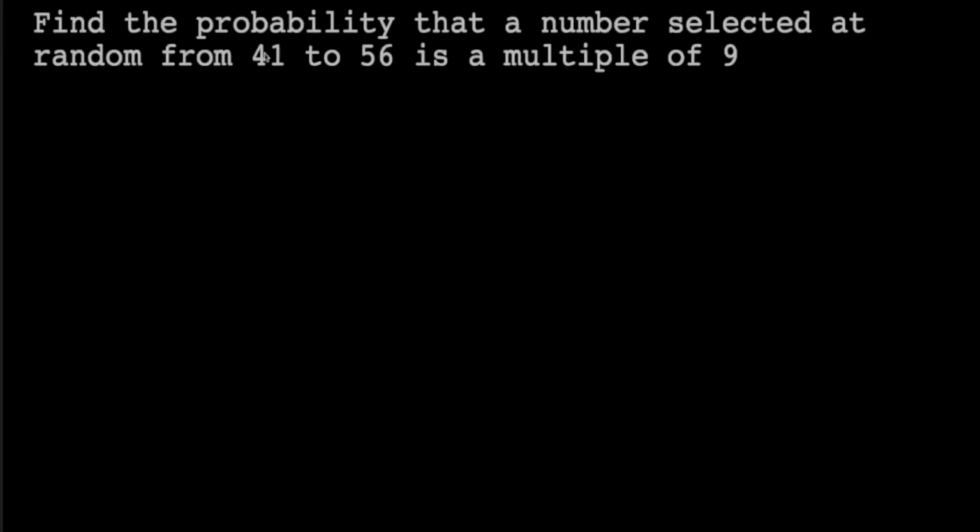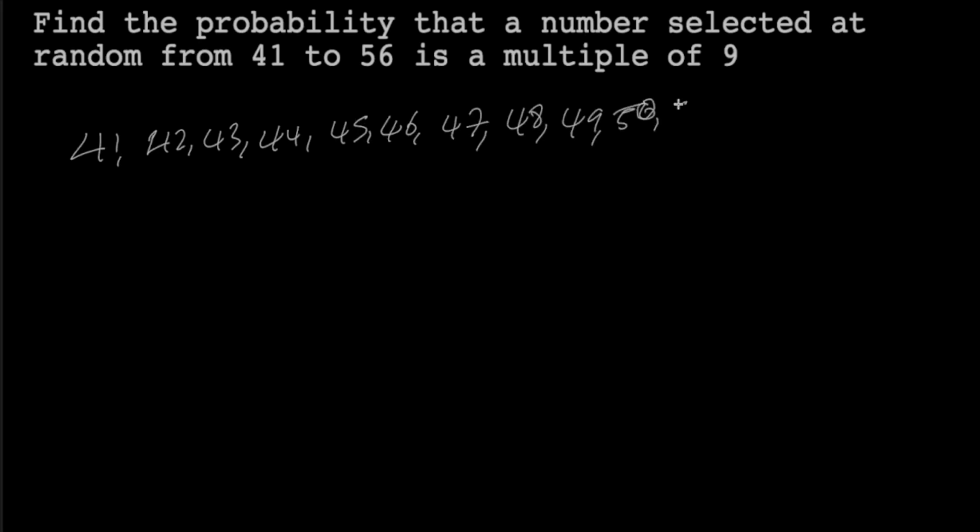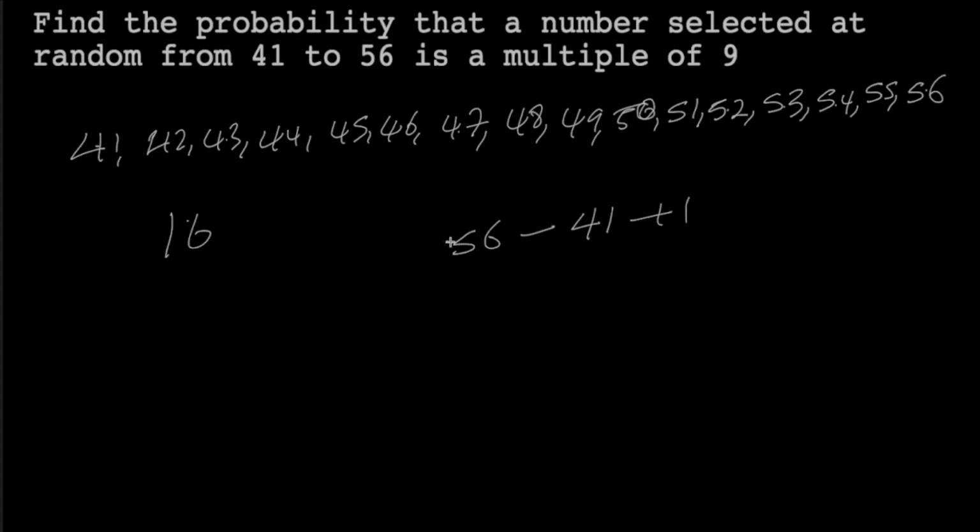This is the answer. Find the probability that a number selected at random from 41 to 56 is a multiple of 9. The first thing we need to do is to drop the sample space, which are all the possible numbers between 41 and 56. How many of them? 1, 2, 3, 4, 5, 6, 7, 8, 9, 10, 11, 12, 13, 14, 15, 16. 16 altogether. Or you can do it like this by saying 56 minus the first one, 41. This will give us 15. Then plus 1, 16. Instead of counting manually, this minus this plus 1.